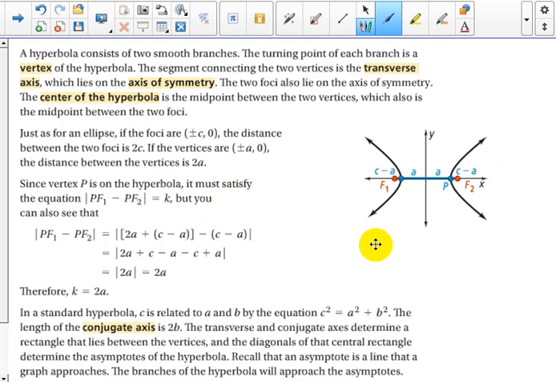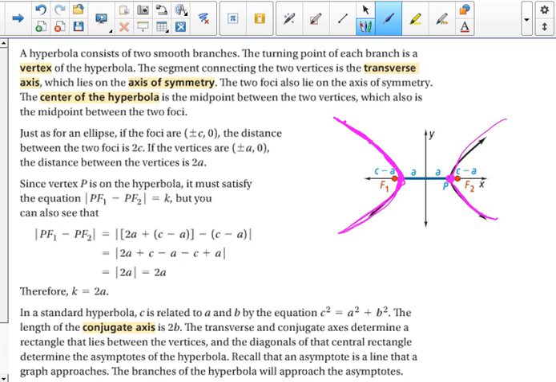Now this, I'm not going to read through all this, I'm just going to point out a few things. So a hyperbola consists of two smooth branches. Each arm of this, that's a branch, and this is a branch, and they're smooth, and they have a smooth connection. Where they meet at the middle is called the vertex of the hyperbola. And then here, this one meets there, and they meet right there. That's a vertex of the hyperbola.